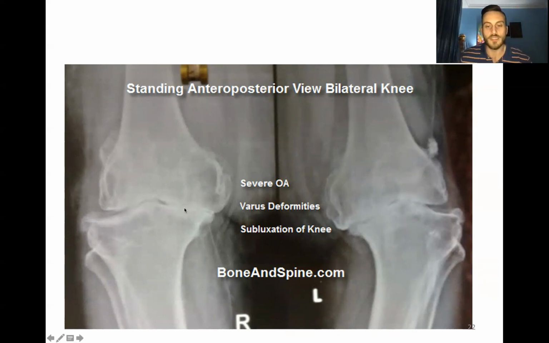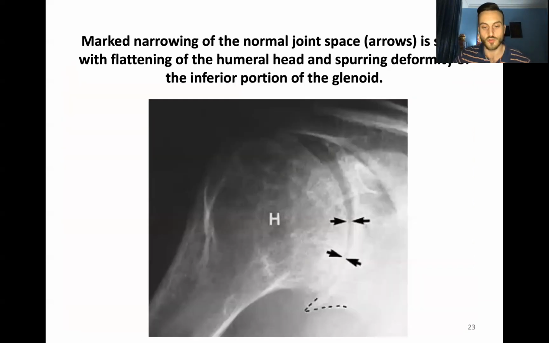Joint space completely damaged. Subchondral sclerosis everywhere. Cysts, a lot of cysts. Osteophytes are here, osteophytes are there, osteophytes here and here, everywhere. Deformity: if you look at the angle in here, you can see that this is genu varus, so it's bowing of the knees. The medial aspect is usually more affected than the lateral because most of your weight is going through the medial aspect. So varus deformity, severe osteoarthritis, and it's even subluxated. It's not dislocated, it's subluxated. So this is a very nice late stage osteoarthritis X-ray.